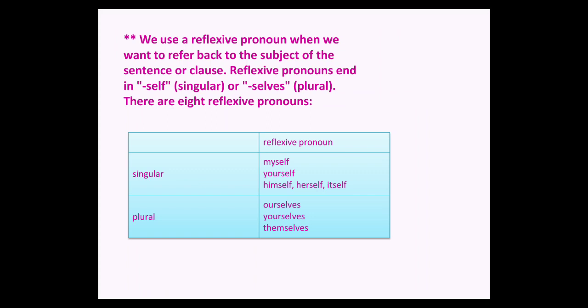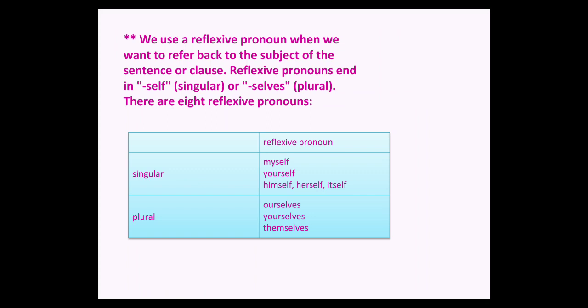We use a reflexive pronoun when we want to refer back to the subject of the sentence or clause. Reflexive pronouns end in self, singular, or selves, plural. There are 8 reflexive pronouns. Singular reflexive pronouns: myself, yourself, himself, herself, and itself. Pay attention to the last letter. In singular, you have to use the letter F.